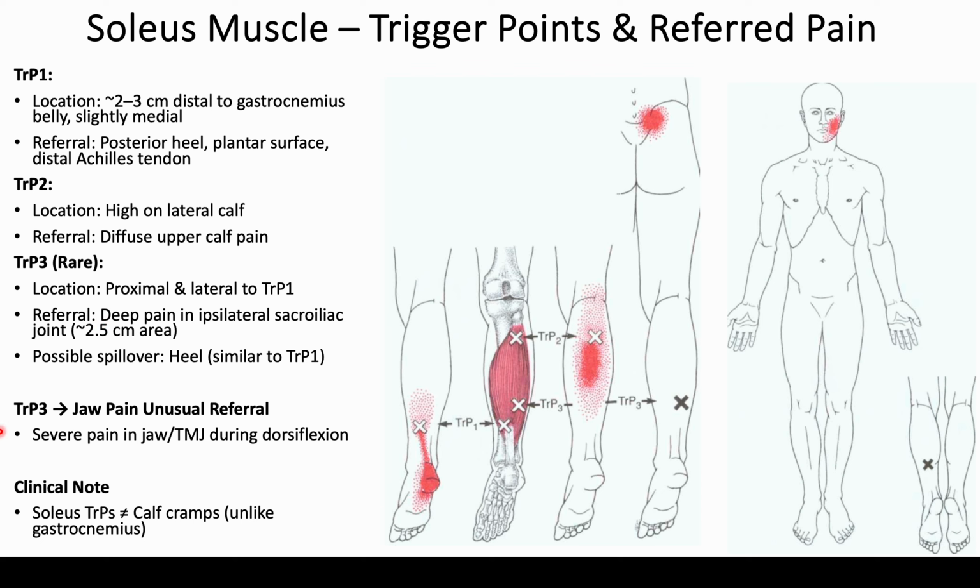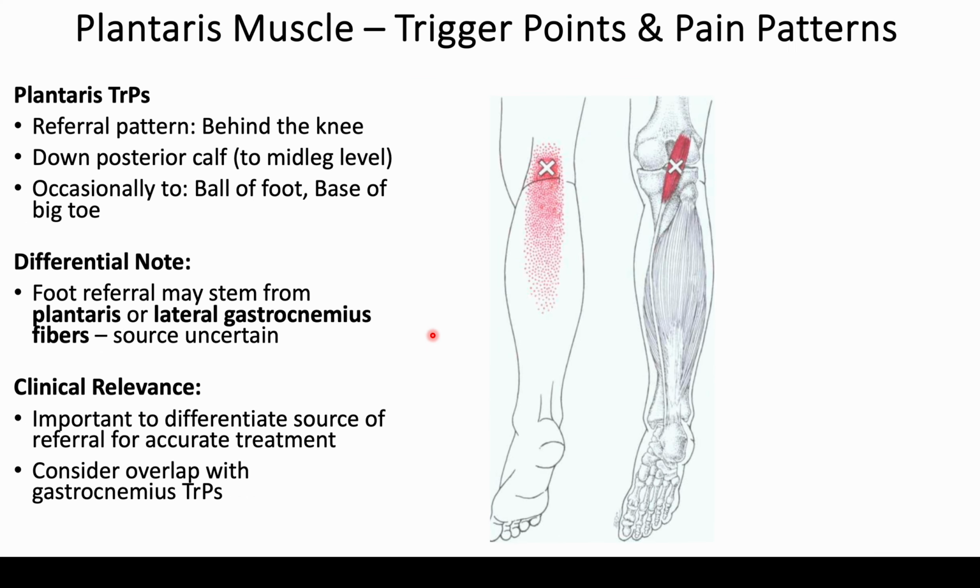Trigger point number 3, jaw pain. It's an unusual referral, but it can happen rarely as well. And on a clinical note, soleus trigger points do not cause calf cramps, unlike the gastrocnemius. So if people are having calf cramps, then most of the time it's the gastrocs.